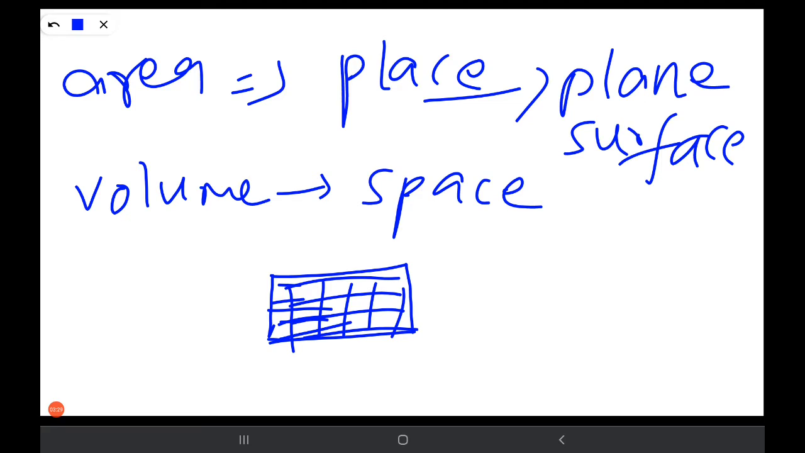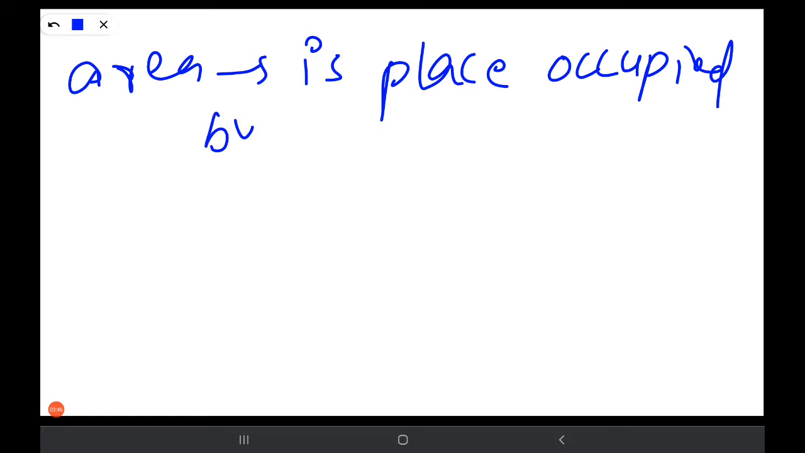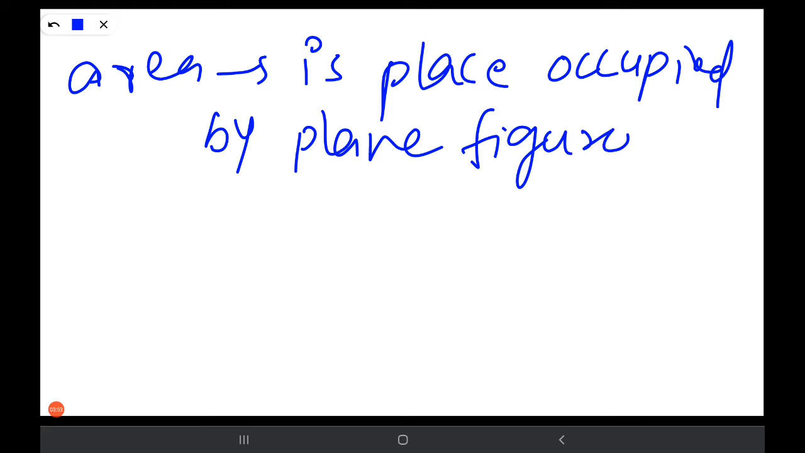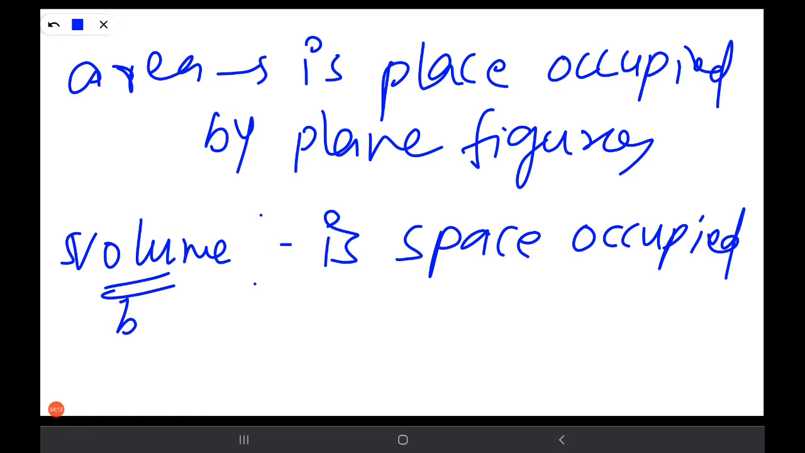So area is a place occupied by plane figures, and volume is space, very sorry, space occupied by solid figures.